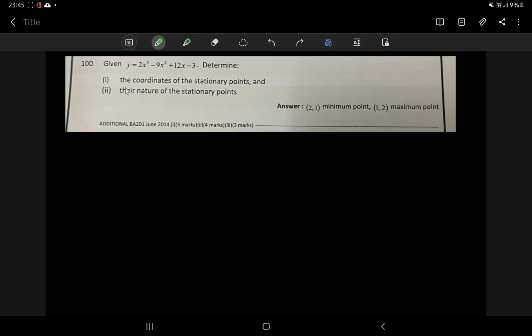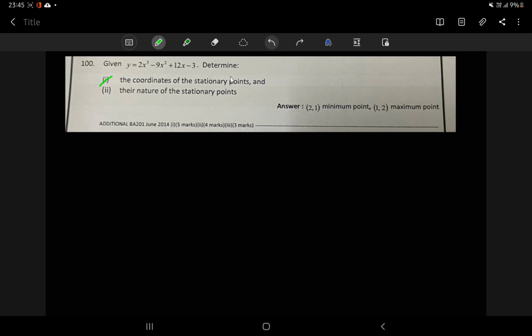So this is actually the Addmath question. Okay, so it's about, if I'm not mistaken, the differentiation chapter, because it is related to stationary point. So without further ado, let's do this question. We are given the function y equals 2x cubed minus 9x squared plus 12x minus 3, and we need to determine first the coordinates of the stationary point.